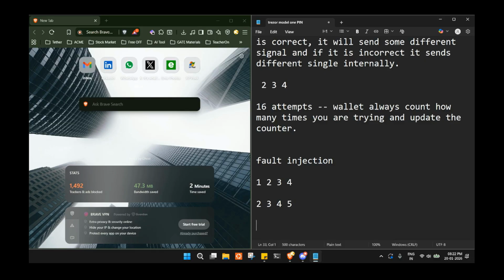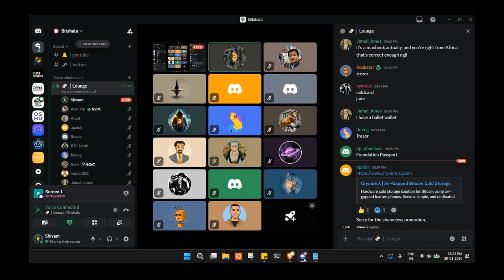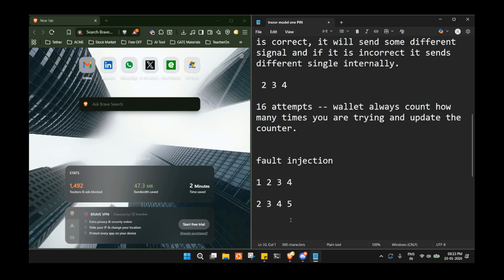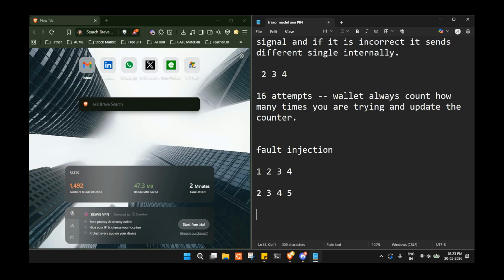That's why people started using the secure element chip. But is it safe enough? No. Because if you are using a secure element chip, then the code would be closed source.